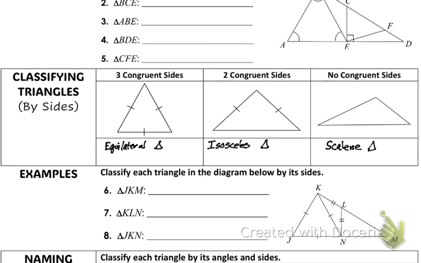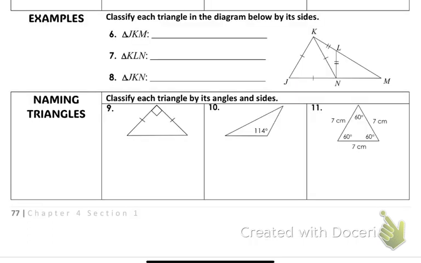All right, some examples. These are always nice because they just have tick marks on them. We just got to look out for the tick marks. So our first one is JKM. It is not going to be isosceles. It's going to be scalene. And why it's going to be scalene is none of the side lengths are exactly the same.